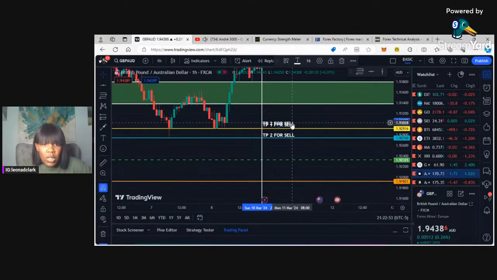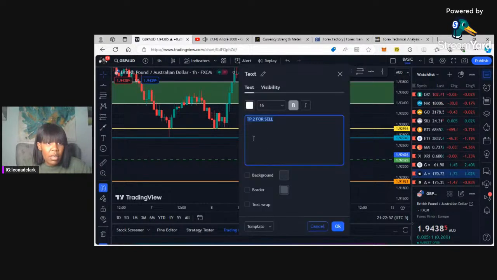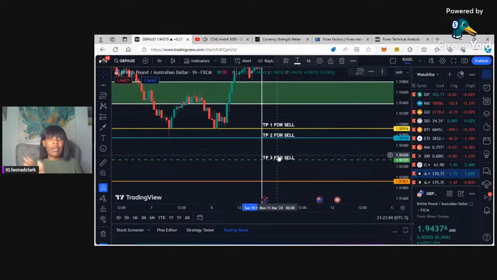And that's only if the Australian dollar was to pick up strength, y'all. If it really picked up a lot of strength and it turns around and goes into a sell, these are some of your potential areas to look at, okay? And then if you want to go further, you can make this TP4. Let me just copy that too.